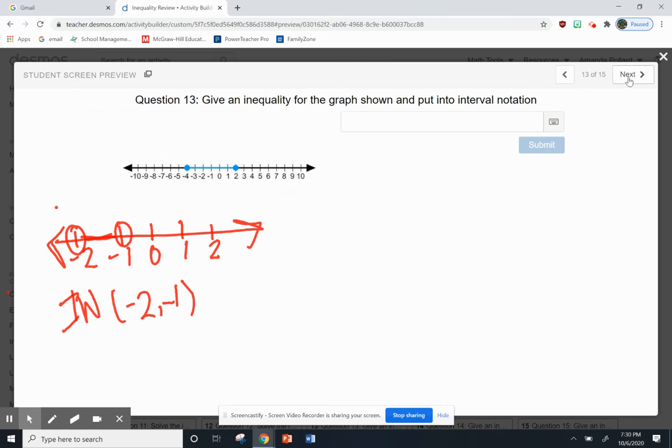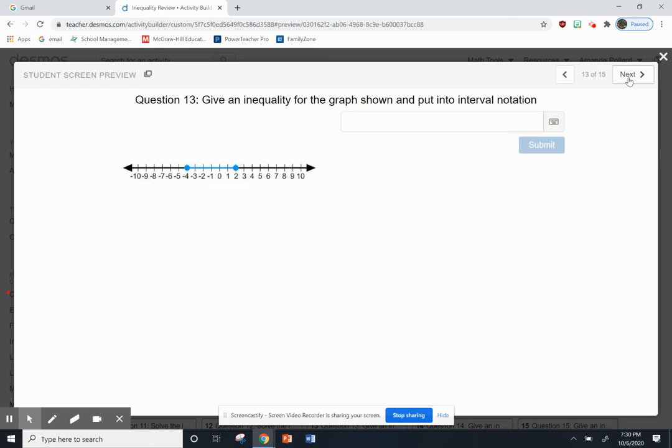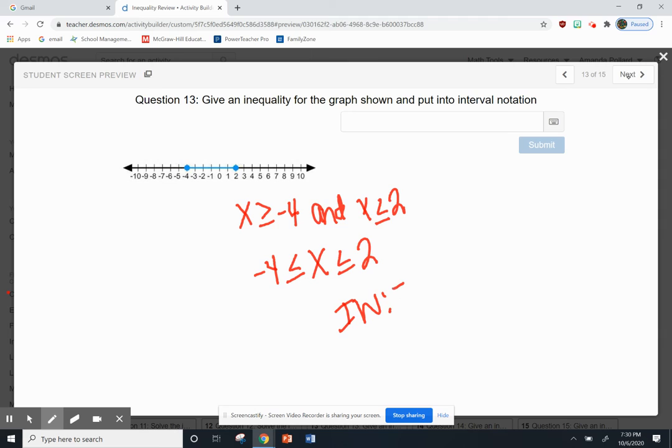See what's next. So next we are going to name the inequalities, and then we're going to put into interval notation. So I would say for this one, x is greater than or equal to negative 4, and x is less than or equal to 2. We could put that into a combined one if we wanted to, like so. And my interval notation would be from negative 4 to positive 2.